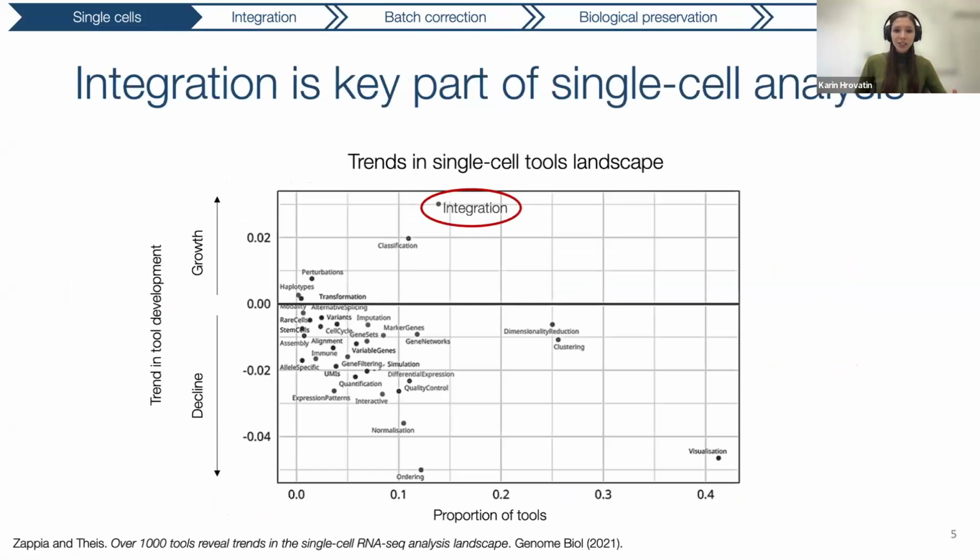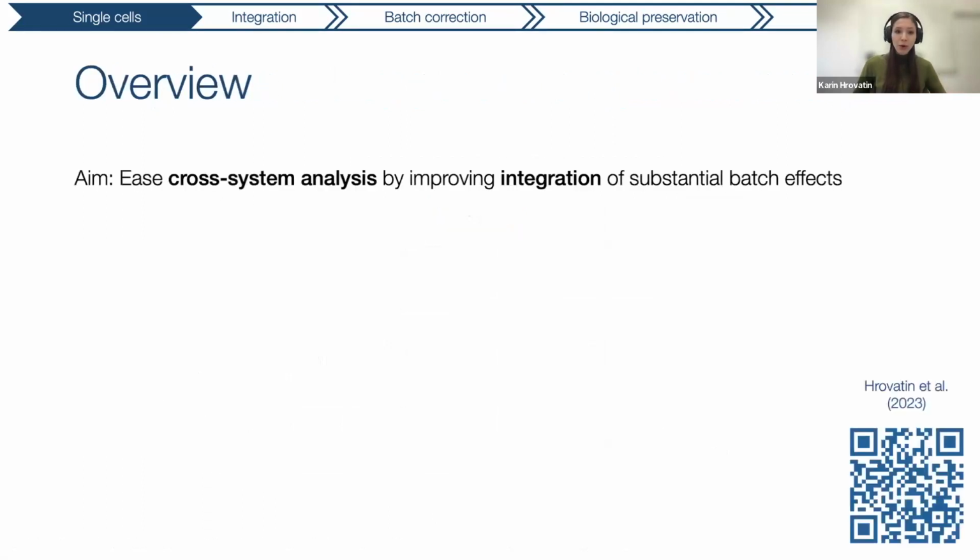Now, because of this challenge, and at the same time the great need to enable batch effect removal, a lot of integration methods have been developed, and their popularity has actually increased in the past years. However, those methods don't really perform well when dealing with substantial batch effects, for example, cross-species integration. Therefore, my aim was to improve the integration of substantial batch effects, and therefore cross-system analysis.